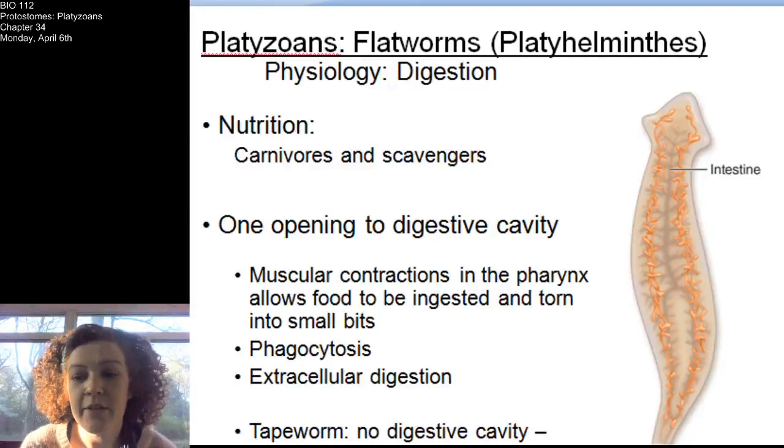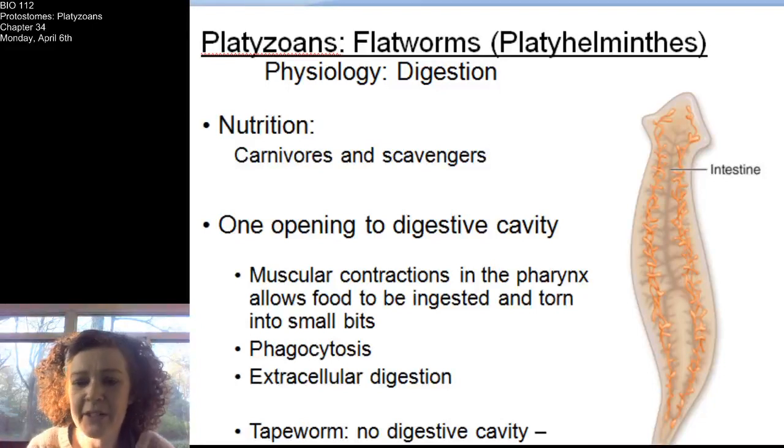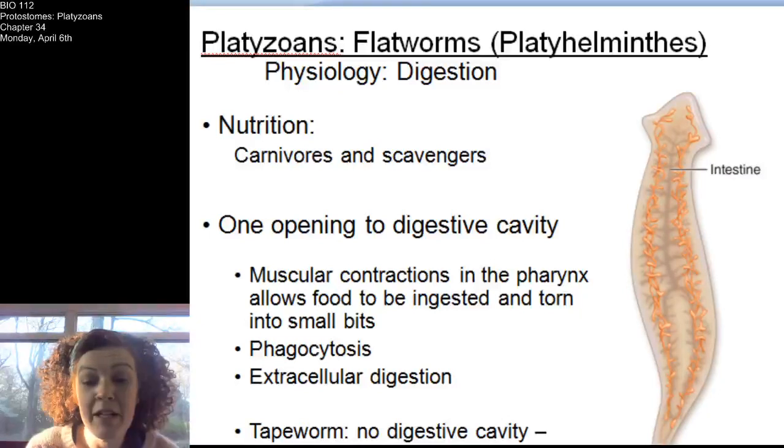All right, so let us talk a little bit about their physiology. Depending on the organism within the flatworms, they can be carnivorous, or scavengers if they're free living. Many of them, though, are parasitic. There is only one opening to the digestive cavity. And they do have extracellular digestion.